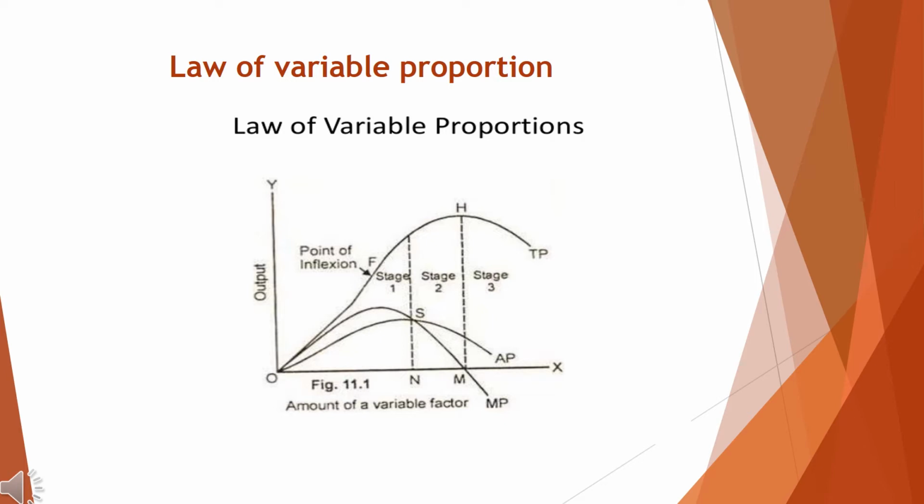In the first stage, the product increases at an increasing rate. This stage represents increasing returns. In the second stage, the total product continues to increase but at the diminishing rate. In this stage, average product and marginal product are declining but are positive. This stage is the diminishing returns. In the stage 3, the total product declines and therefore the total product curve slopes downward. The marginal product becomes negative. This stage is the negative returns.